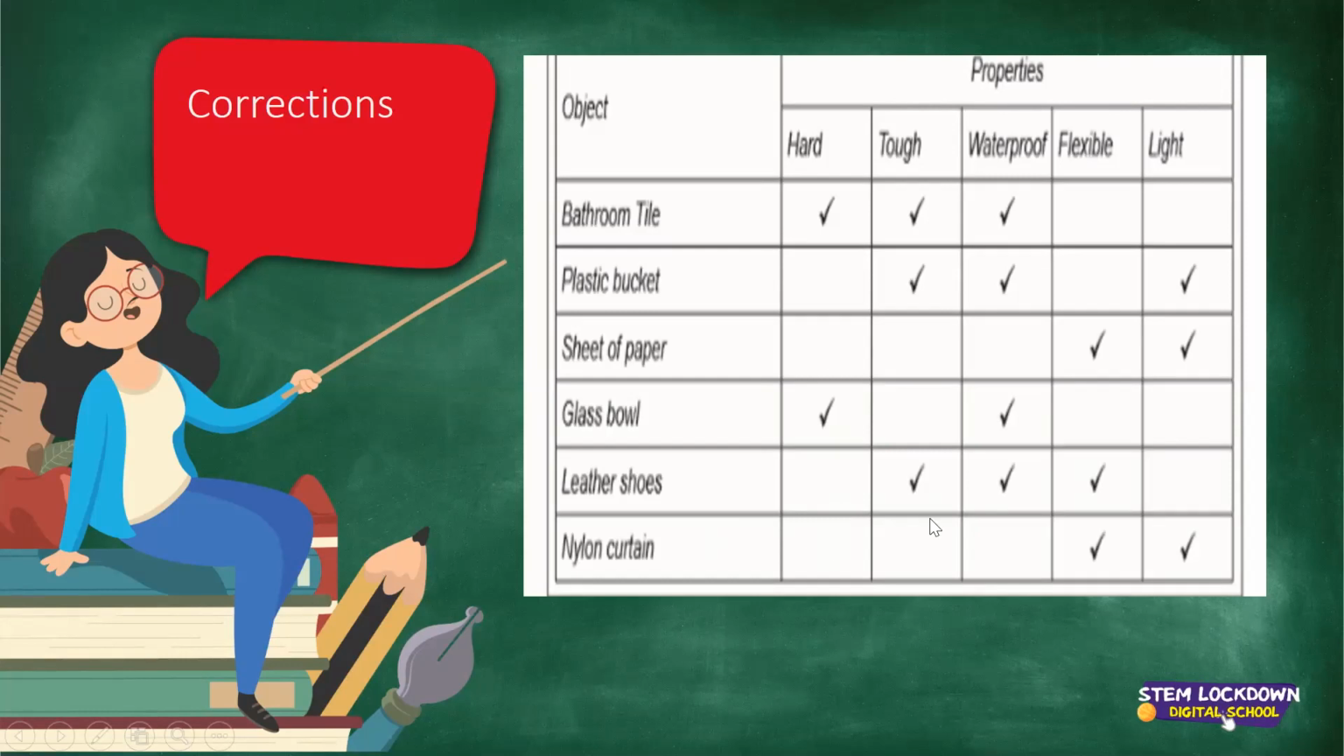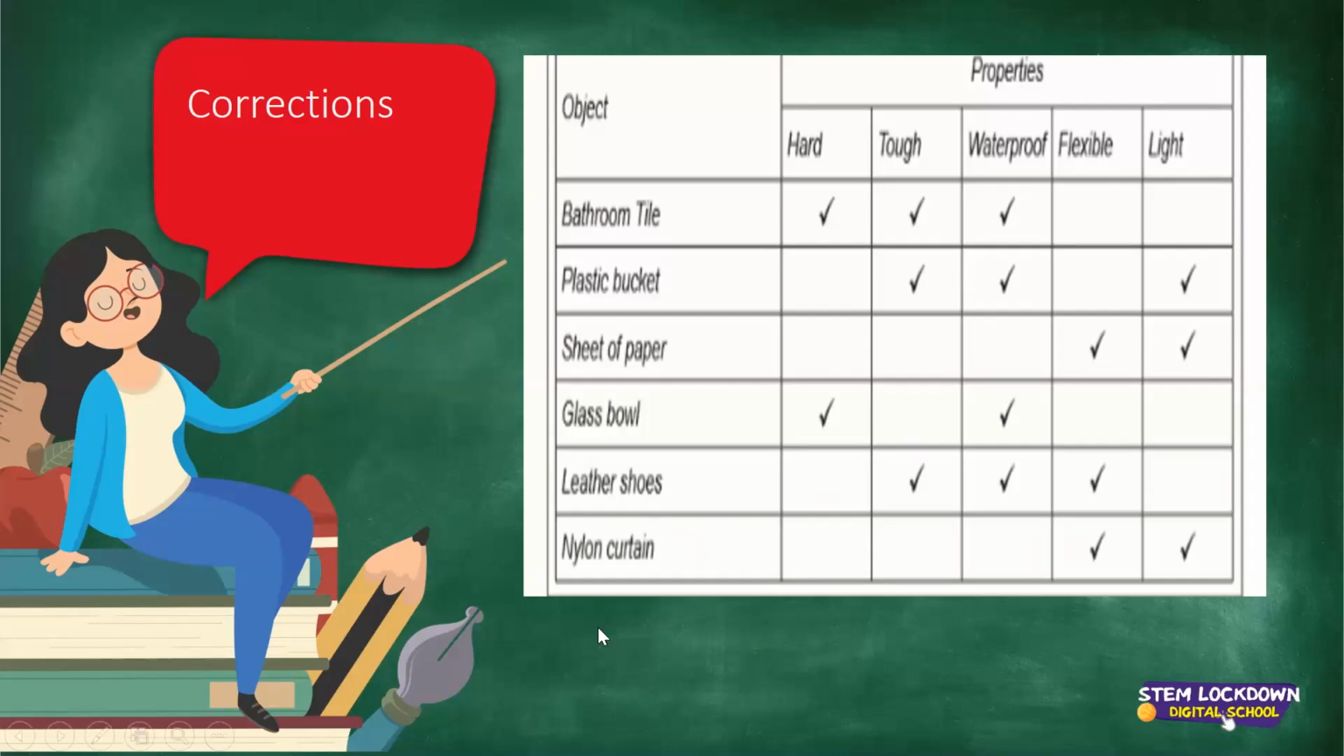And then a nylon curtain. Is it hard? No. Is it tough? No. Waterproof? No. A curtain is more like a cloth. So if you happen to wash it, you will see that it feels wet. It soaks up the water. So therefore, it's not waterproof. Instead, it's absorbent. It absorbs water. And then is nylon flexible? Yes, it is flexible. It's able to stretch when you put in your curtain. And then is a curtain light in weight? Yes, very, very light in weight.